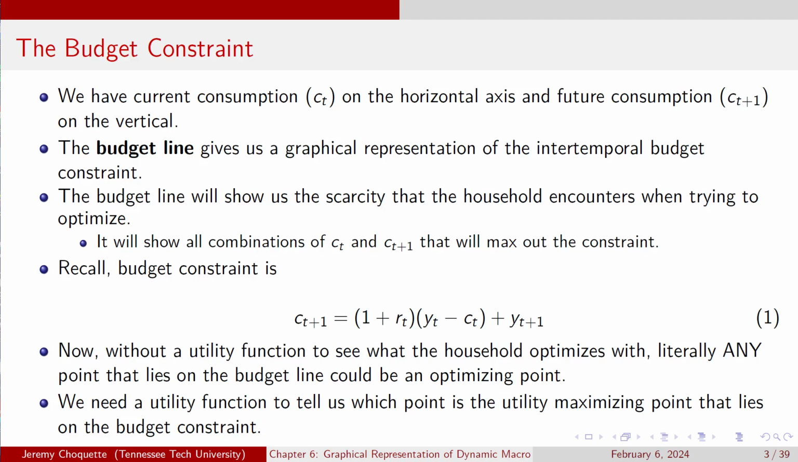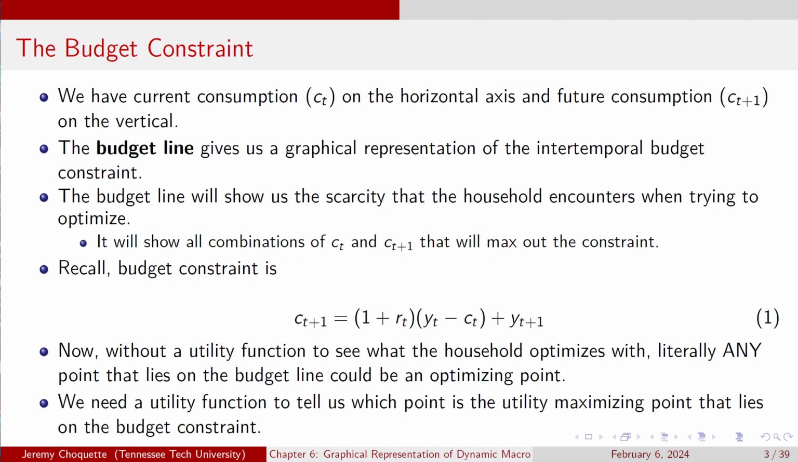So if we remember the budget constraint, we had the constraint that basically said the source of resources, or the source of funds, has to be equal to the use of funds. So we're going to graph the budget constraint first, with a nice two-dimensional graph with current consumption on the horizontal axis and future consumption on the vertical. And then we're going to plot out our budget line, and that gives us a graphical representation of the intertemporal budget constraint. And that budget line shows us the scarcity the household faces when they're trying to optimize.